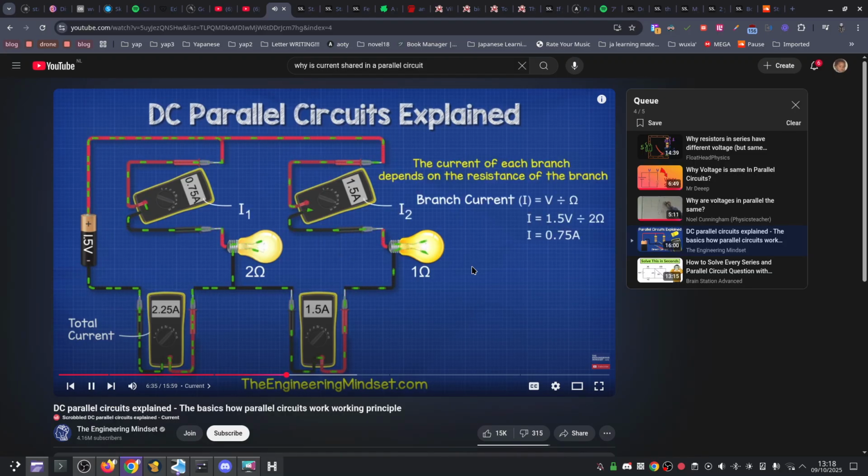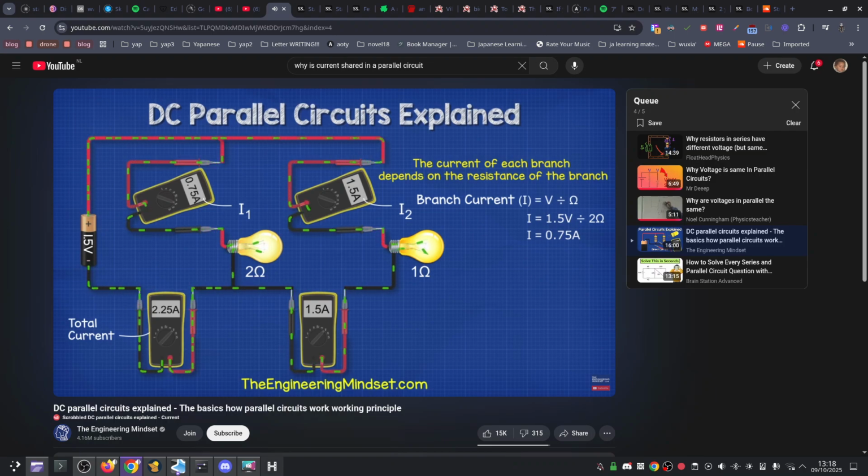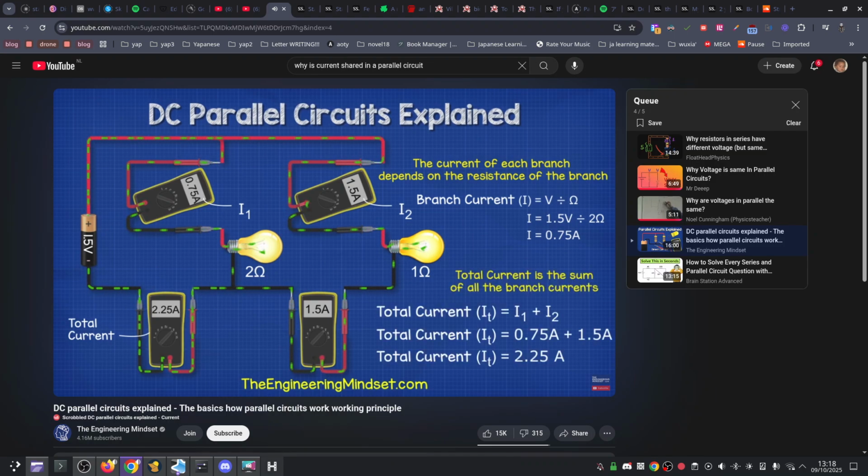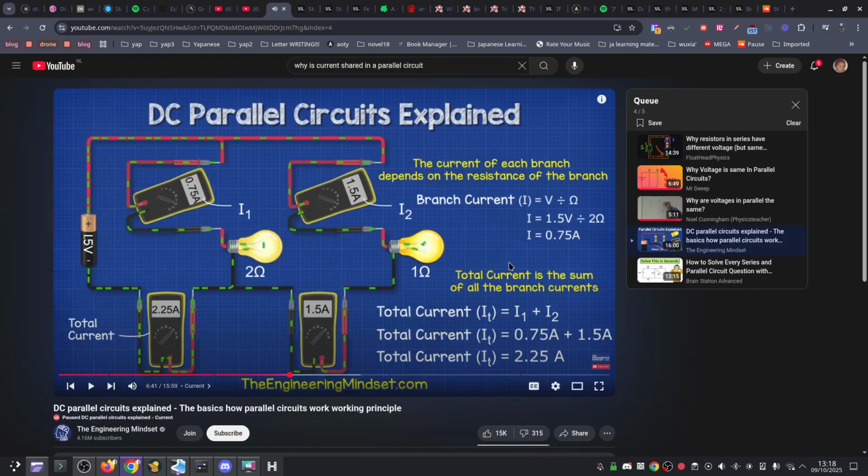Therefore, we can see that the current flowing in the branch depends on the resistance of the branch, and again, the total current in the circuit is the sum of the currents in each branch.